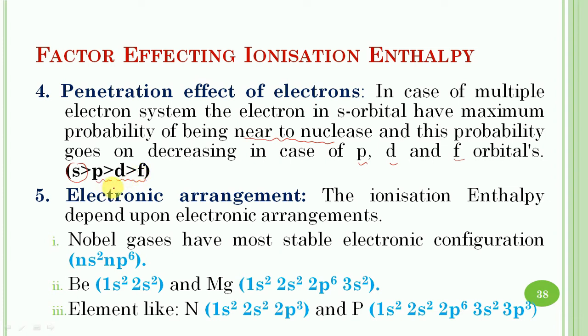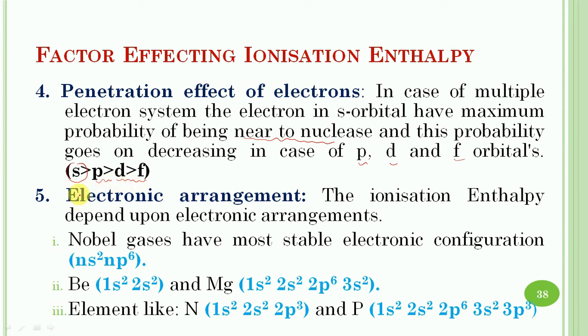So the penetration power is maximum in the case of s orbitals. In other words, the electron in an s orbital is closer to the nucleus and is held firmly by the nucleus. So removal of an electron from it becomes more difficult, and ultimately the ionization energy will increase.